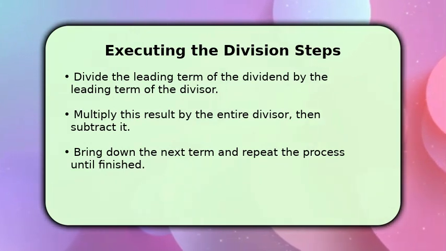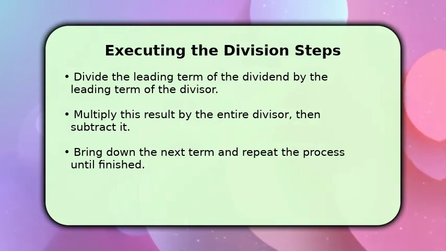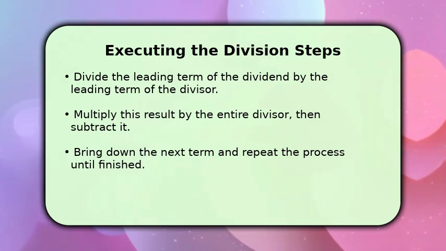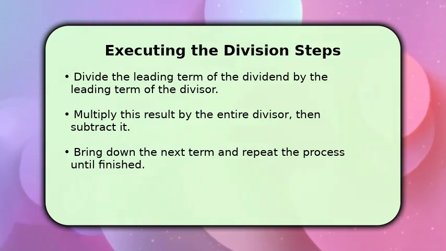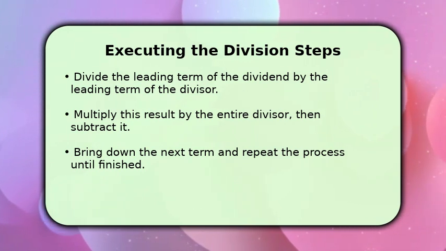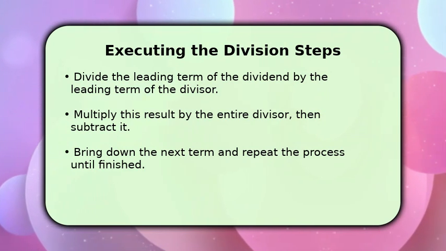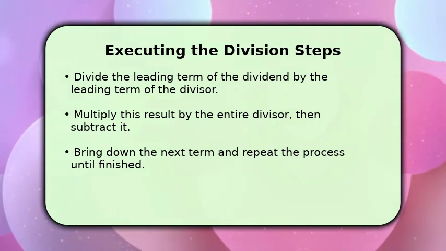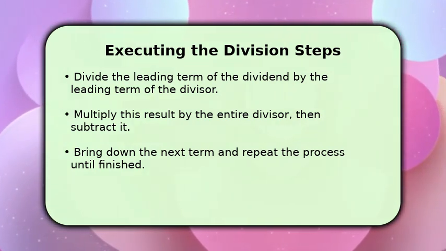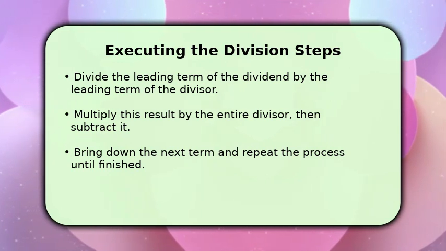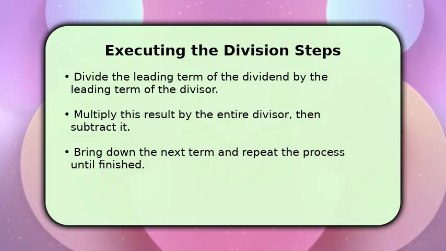Now, let's perform the division. Divide the first term of the dividend by the first term of the divisor. Write this result above the dividend. Next, multiply this new term by the entire divisor and write the product below the dividend. Carefully subtract this product from the dividend, remembering to change all signs. Bring down the next term from the original dividend and repeat these steps until no terms remain.